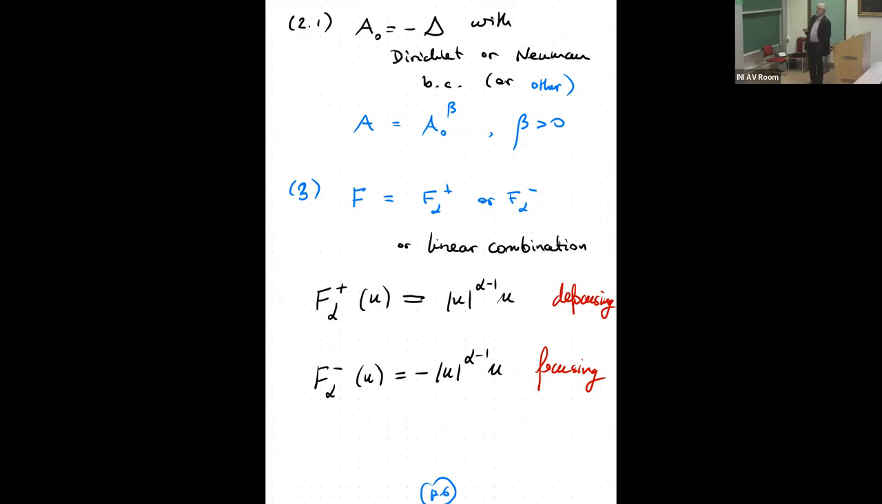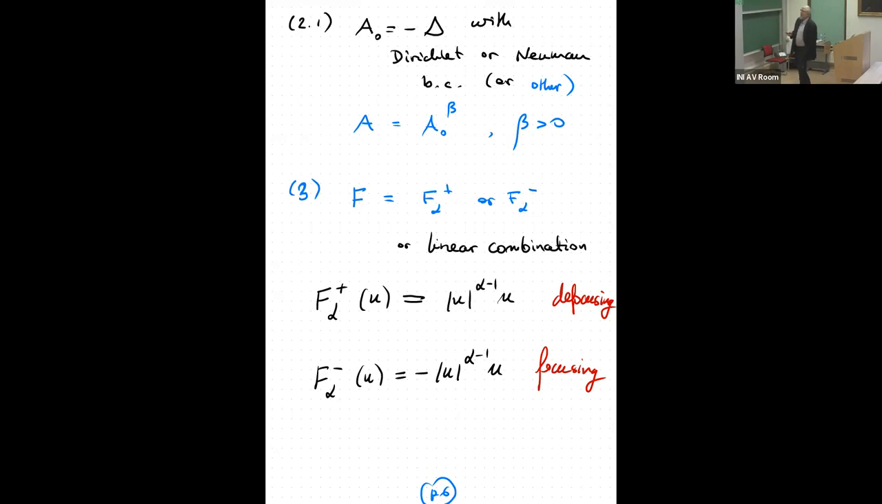So about the nonlinearity, I consider nonlinearity mainly of the form f alpha plus or f alpha minus, or a linear combination, but I will speak about these two cases separately. One of these cases is when we have plus here, and it's called the focusing case, and when you have minus, it's called the defocusing case.